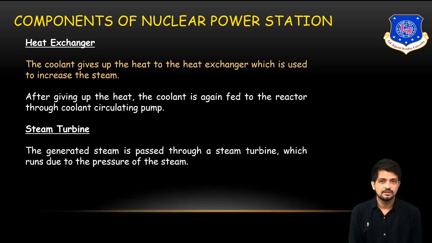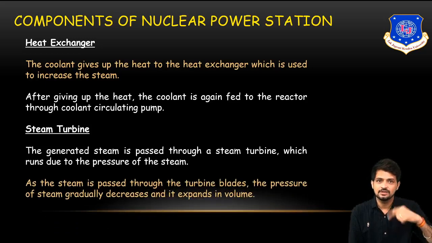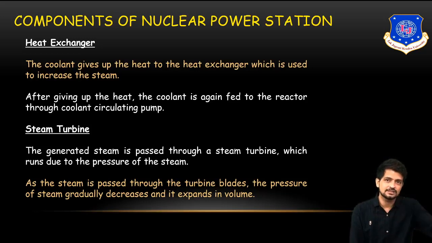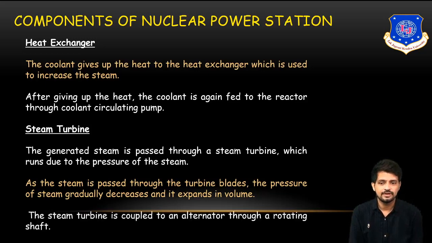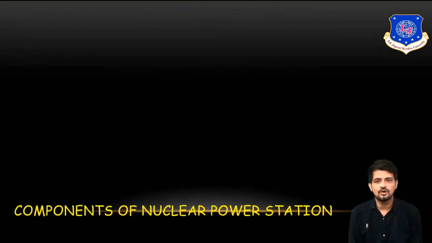Then steam turbine. The generated steam from the heat exchanger is given to the steam turbine, and this steam is used to rotate the turbine, and by rotating the turbine, mechanical energy is produced. Due to the pressure of the steam, the turbine will rotate. As the steam passes over the turbine blades, the pressure of the steam will gradually decrease, because the whole pressure is transferred to the turbine blades. Fine. And this steam turbine is coupled to the alternator.